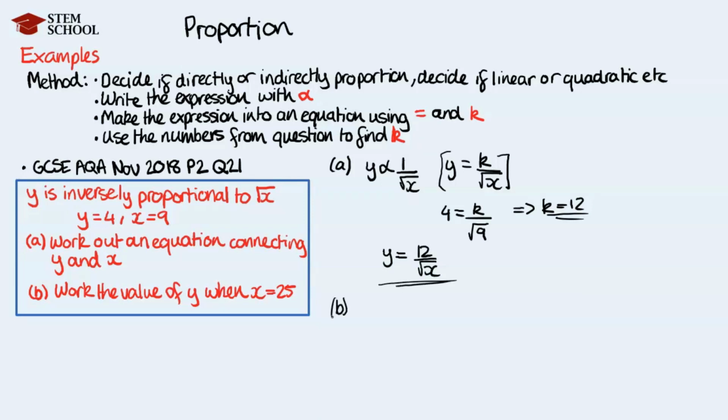So as normal, for our proportion question, we'll be asked to figure out one value given the other value using this equation. So we have to just sub in x is equal to 25 into this equation. So we have y is equal to 12 all over root 25, which is x. So when you figure that out, you'll get y is equal to 2.4.